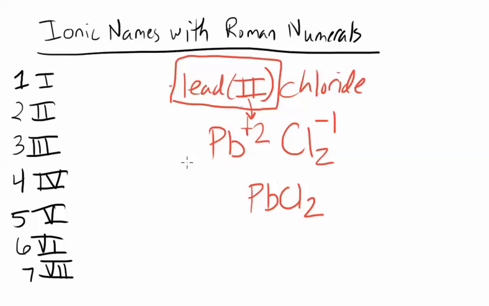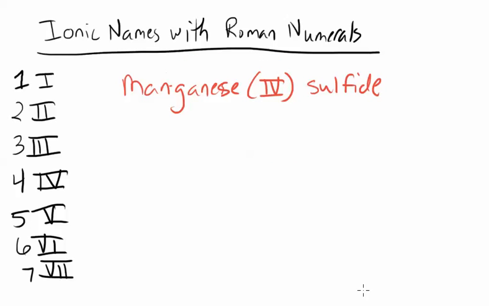Let's look at another example. In this example, we have manganese 4 sulfide, because this Roman numeral IV is 4. The symbol for manganese is Mn. The Roman numeral 4 means it's +4. The symbol for sulfide is S, and that's got a charge of -2. So we have a +4 and we have a -2, and that's got to equal 0.